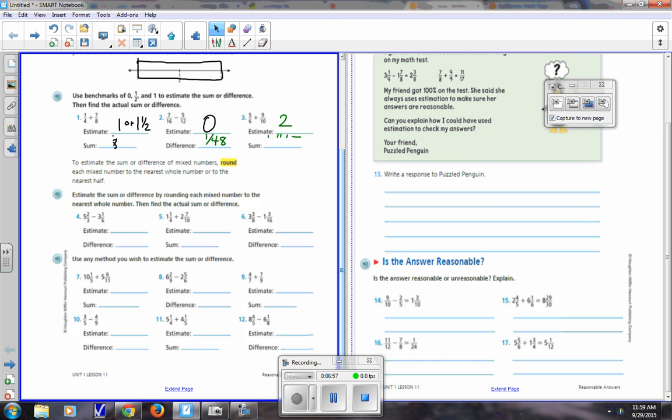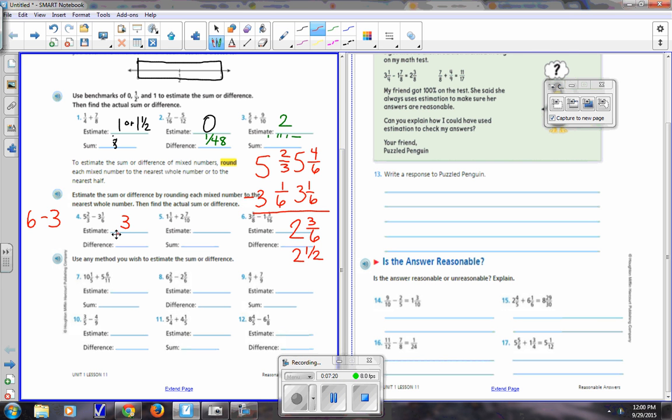So could we round that 5 to 6? Okay. What about 3 1/6? What are we going to round that to? Do you think we could just round that to 3? Okay. So our estimate might be around 3. Do the actual subtraction and find out the actual answer. You're right, the difference is 2 1/2. But if you were to round 2 1/2, what would you round it to? 3. Do you see how the rounding kind of checks yourself?